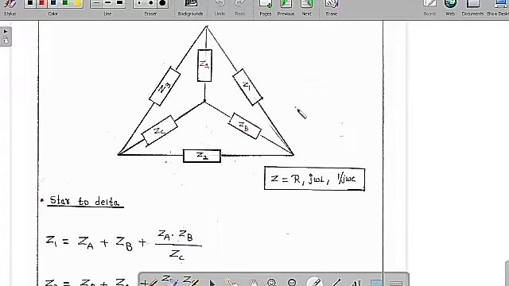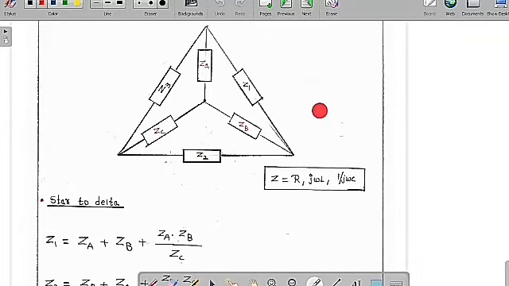But vice versa, suppose you know the delta elements, how do you convert into star fashion? If you know Z1, Z2, Z3, how do you get the values of ZA, ZB, ZC? ZA is connected to Z3 and Z1, so do the product of these elements, which is Z1 into Z3, divided by the summation of all the delta elements, which is Z1 plus Z2 plus Z3. Similarly, ZB is equal to Z1 into Z2 by Z1 plus Z2 plus Z3. Similarly, ZC is equal to Z2 into Z3 by Z1 plus Z2 plus Z3.